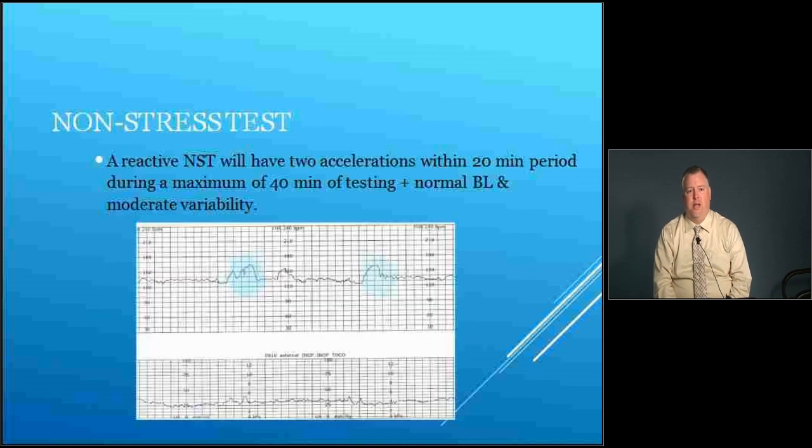A non-stress test. A reactive non-stress test will have 2 accelerations within a 20-minute period during a maximum of 40 minutes of testing with a normal baseline and moderate variability. So in this example here you see this fetus is showing normal baseline, moderate variability, and there are 2 accelerations present in this time frame.